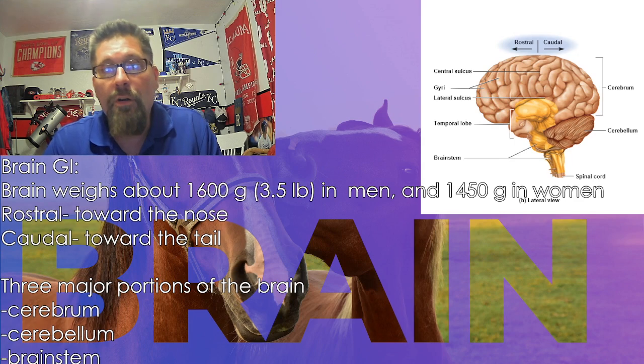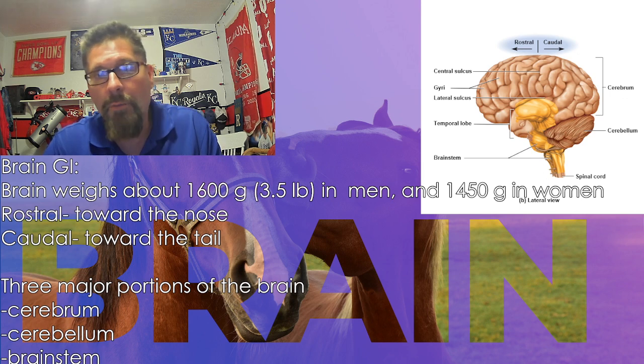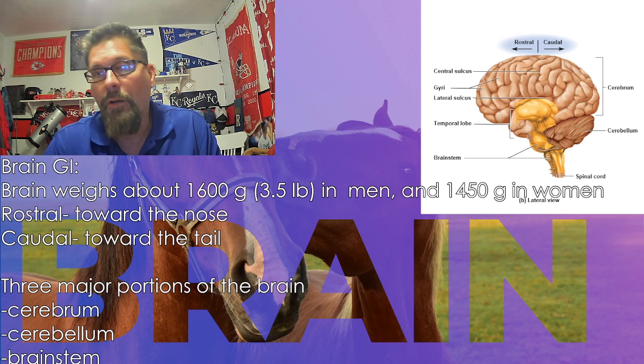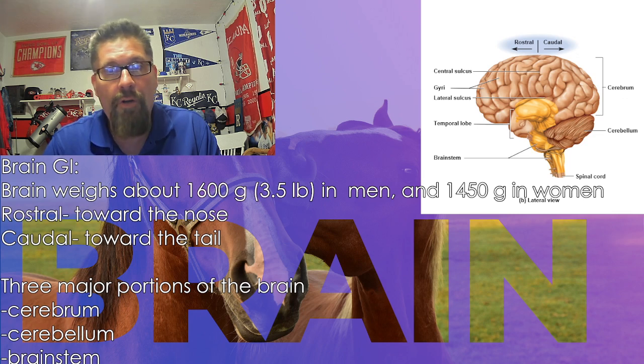Now, when we're talking general information for the brain, the first thing we want to think about is some directional terms. You can see that rostral, when you see a reference to that, means towards the nose. So if we were to say the frontal lobe is rostral, we could say the cerebellum is caudal, or we could say the frontal lobe is rostral to the cerebrum. The cerebellum is caudal to the frontal lobe, which means towards the tail.